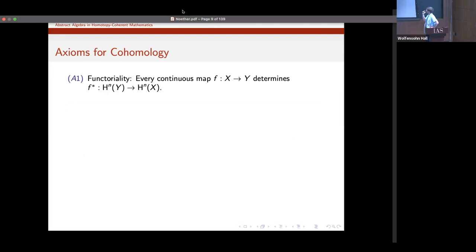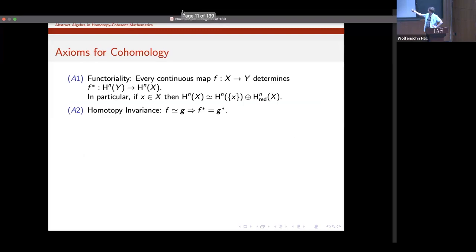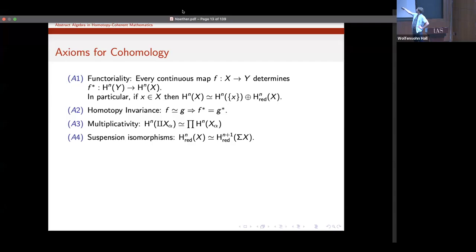It's a homotopy invariant. Homotopic maps induce the same map on cohomology. Cohomology takes disjoint unions of spaces to products of abelian groups. There are suspension isomorphisms. The reduced cohomology of a space X is the same as the reduced cohomology of its suspension, up to a shift by one. There's an excision axiom that tells you if you have a subspace Y of a space X and a cohomology class on X which vanishes on Y, then it comes from the reduced cohomology of X mod Y. So there's an exact sequence like this.